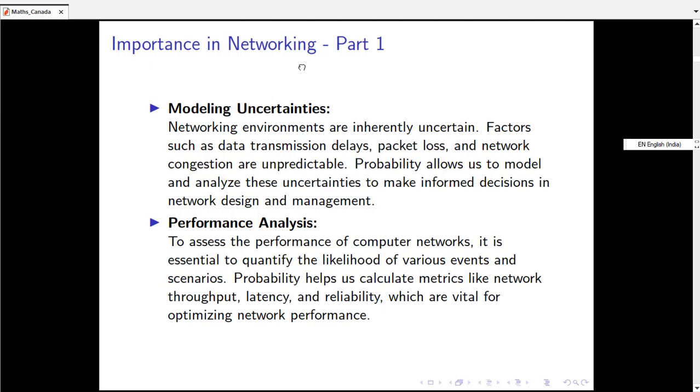Now the next topic is performance analysis, which is very important, because to assess the performance of any local area network or computer network, we have to quantify the various events occurring. Probability helps us calculate those metrics, like network throughput, which is the maximum amount of data that can be sent through the LAN or computer networks, and latency. Then reliability, obviously, is very important in performance analysis, which is very vital for optimizing network performance, because we have to create a redundant system for this performance analysis.